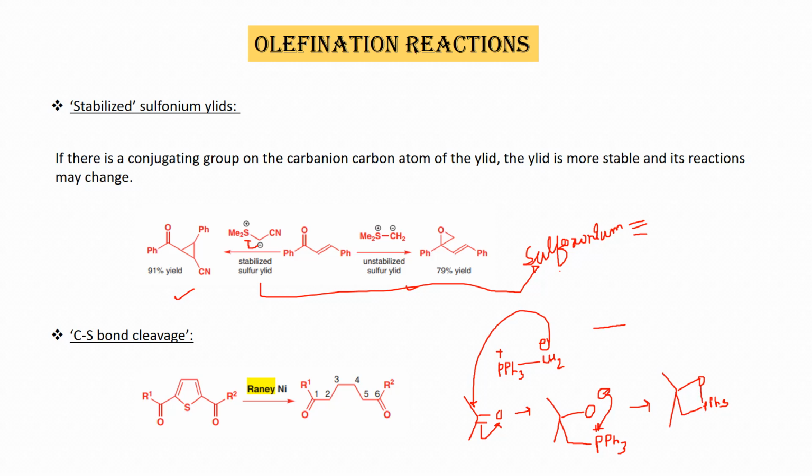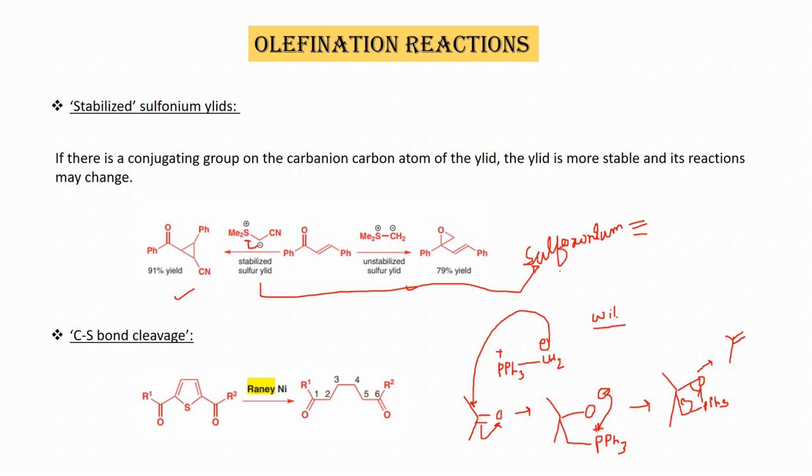Then two ring cleavage, like this one comes here and this one comes here. You get this alkene product. So by using phosphorus halide also we can get this type of compound. This is called Wittig reaction.